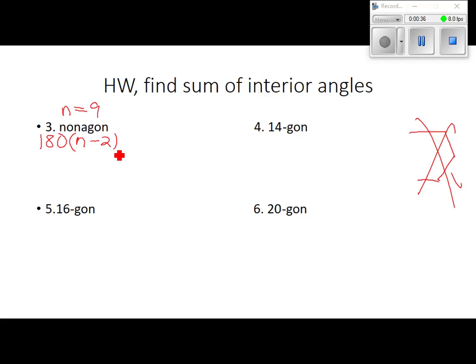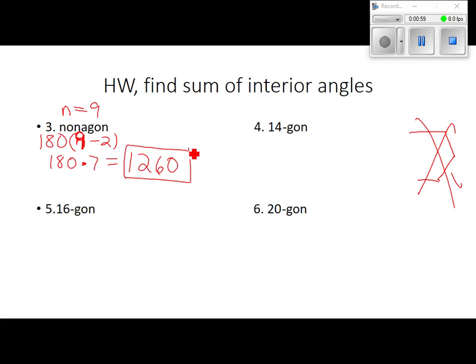What do we put in place of n? Number of sides, which is 9, so I'm just going to put a 9 in there. So 180 times 9 minus 2. What is 9 minus 2? So 180 times 7. Somebody do that for us on their calculator. 1,260. That should be your answer on that.